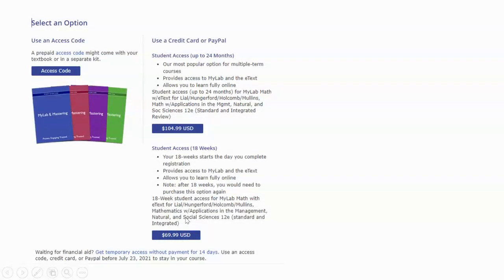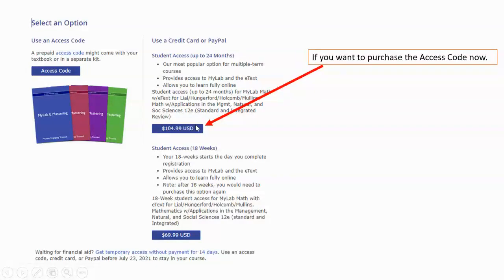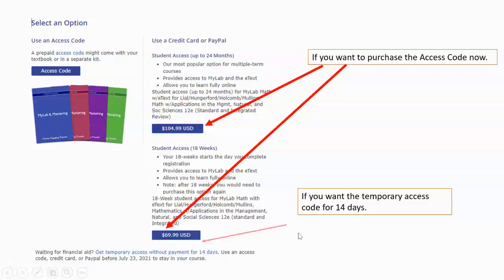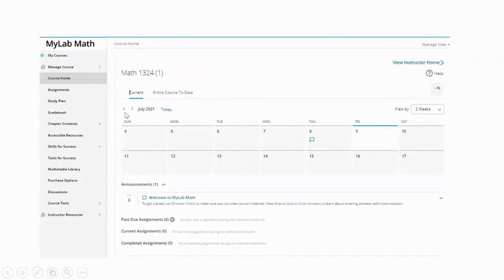Once you do that, it's going to give you an option to buy the code. You can pay $104, which is for up to 24 months. You click there, and then you pay with a credit card, or you can buy the one for $69.99, which is an 18-week course. And say you don't have any funds at the moment, you can get the temporary access code at the bottom. You hit there at the bottom. Once you click in there and you have access to Mymathlab, this is the way it's going to look.